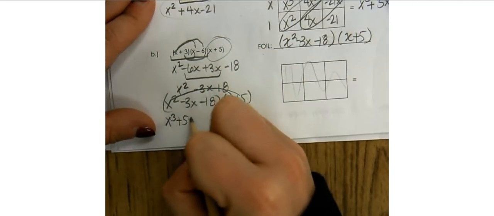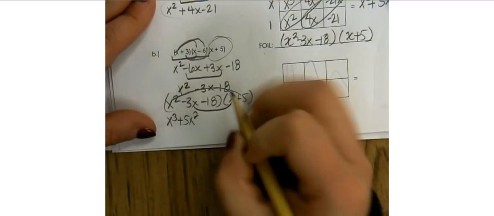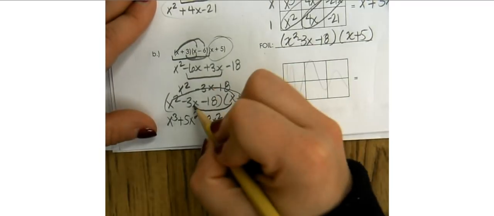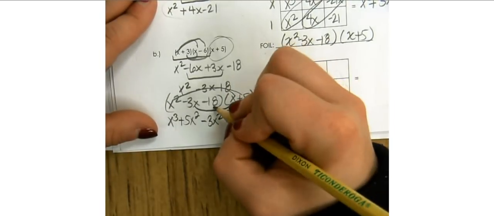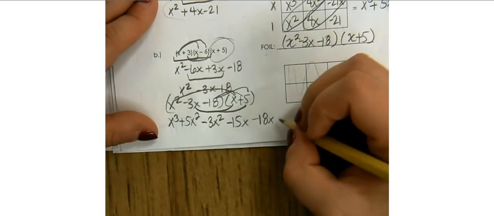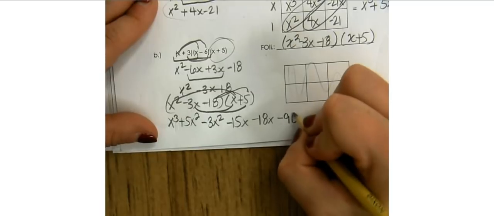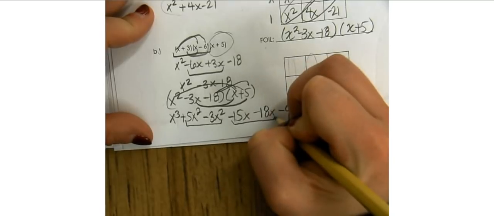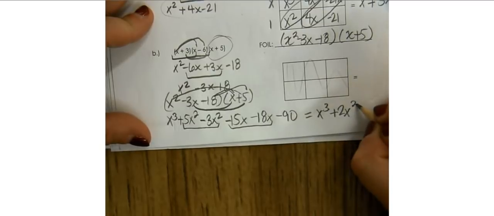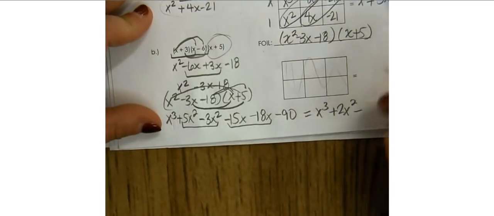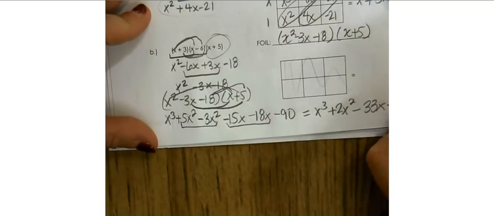X squared times 5 is plus 5x squared. Negative 3x times x is minus 3x squared. Negative 3x times 5 is minus 15x. Negative 18 times x is minus 18x. And negative 18 times 5 is minus 90. Combining my like terms, we end up with our answer being x cubed plus 2x squared minus 33x minus 90.